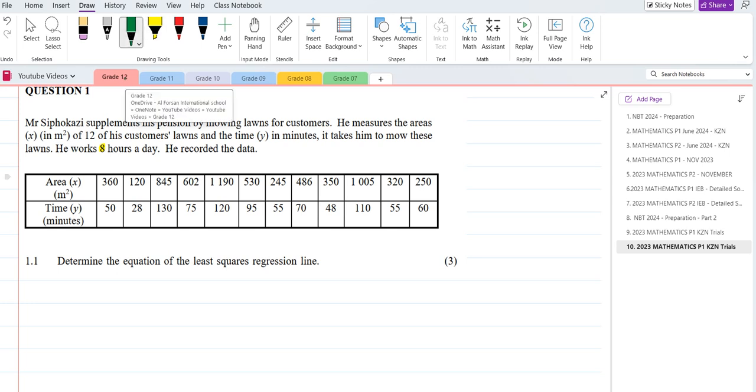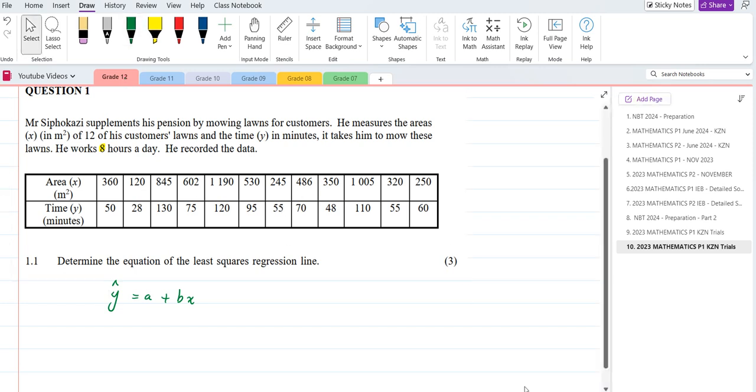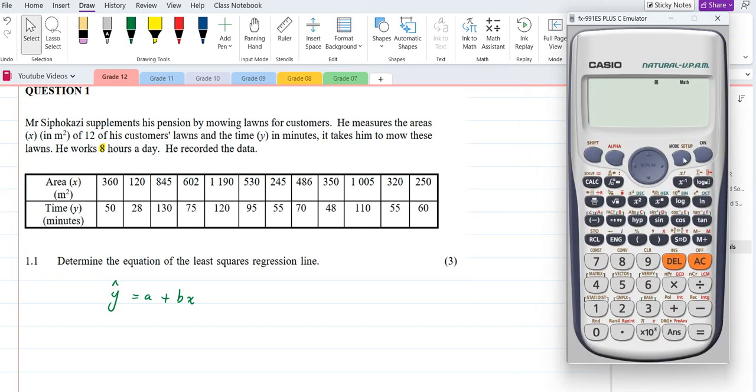Question 1.1, determine the equation of the least squares regression line. So we're going to have y is equal to a plus bx. Now remember, it's an estimated line, so I'm going to put an upside down v representing estimation. Right, so let's punch this data into the calculator. You go to mode, stats mode, option number 3, and select option number 2.